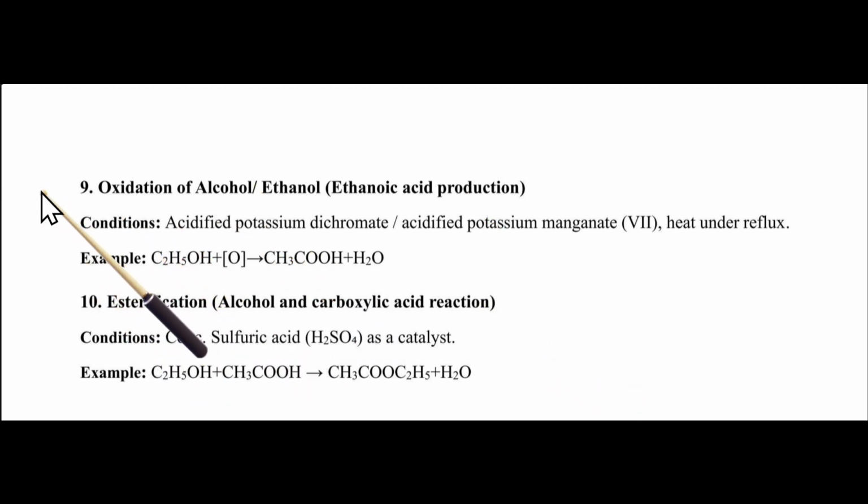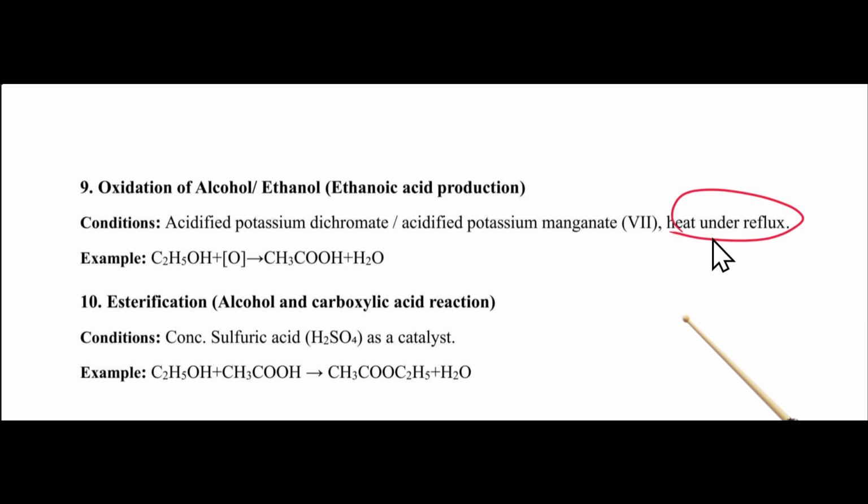Now another chemical reaction, number 9, oxidation of alcohol or ethanol. So this is also from organic chemistry. What are the conditions that are required for the oxidation of alcohol? If you see here, acidified potassium dichromate or acidified potassium manganate, these are the two important oxidizing agents. You can use any one of those, or you can memorize them. These are the two that are needed, and heat under reflux. You cannot provide the heat directly.